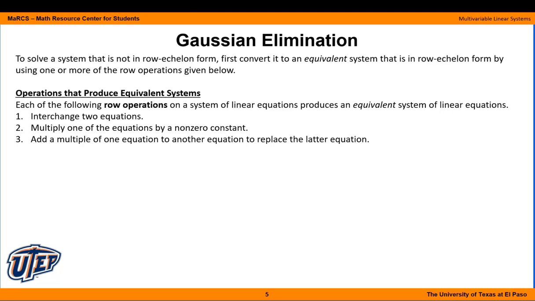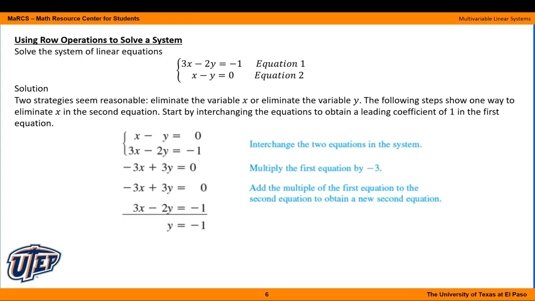Let's apply these operations to solve a system. Consider the system shown. There are multiple ways to solve it. In this example, we begin by interchanging the two equations so that the first equation has a leading coefficient of 1. Having a leading one often simplifies later calculations. Next, multiply the first equation by negative 3. Then add that result to the second equation. The x terms cancel, leaving us with a new equation involving only y. This is exactly the goal of elimination: remove a variable one step at a time. At this stage, we have successfully converted the system into row echelon form.